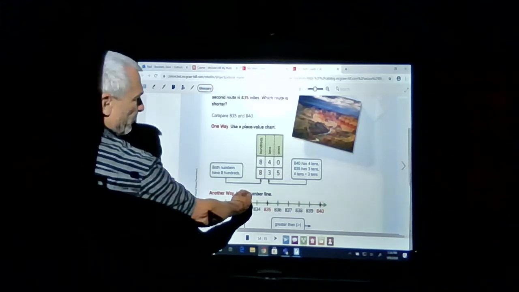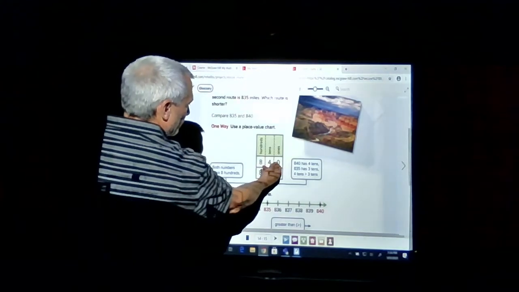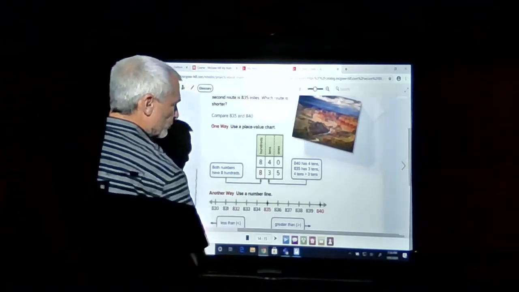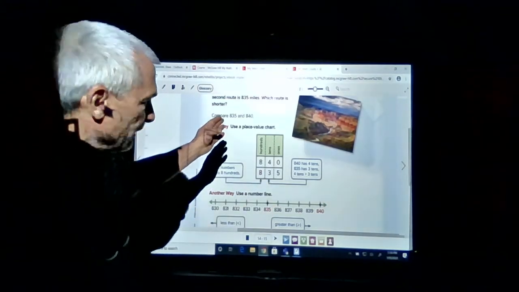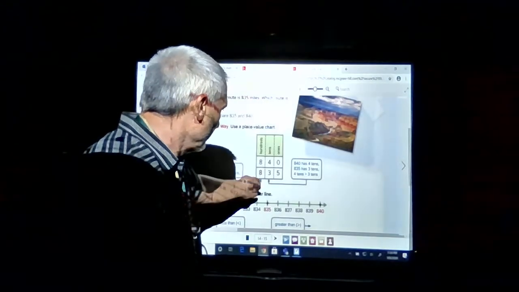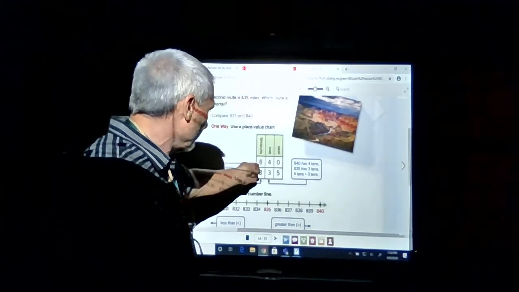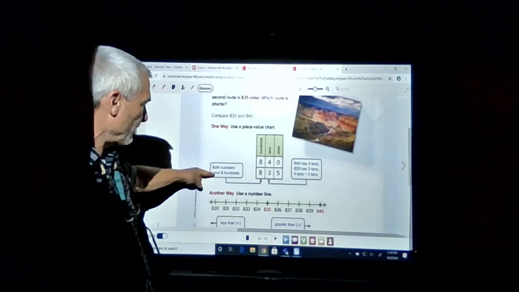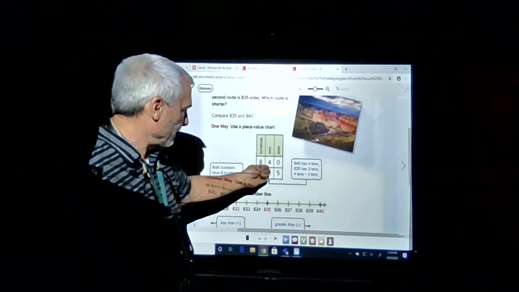Both numbers have 3 digits. Let's count: 1, 2, 3. And the second number, 835, also has 3 digits. When they have 3 digits, you can start with the largest place value, and that would be the hundreds. And the value in each of those is an 8. Both numbers have an 8. Then we go to the tens.